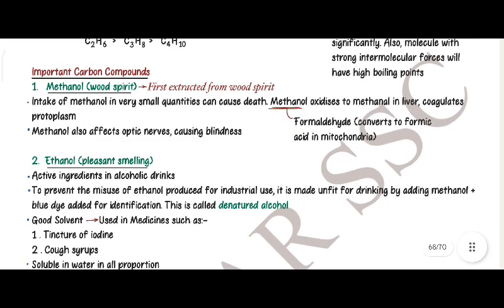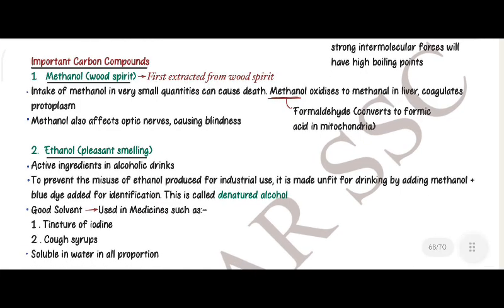Important carbon compounds. Methanol, wood spirit, was first extracted from wood. Intake of methanol even in very small quantities can cause death. Methanol is converted to formaldehyde and then to formic acid in the mitochondria. Methanol is oxidized to methanal in the liver, which coagulates protoplasm. Methanol also affects the optic nerves, causing blindness.